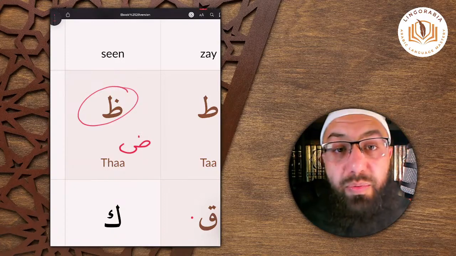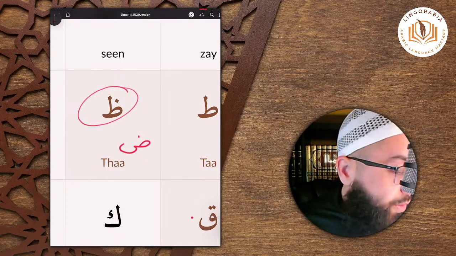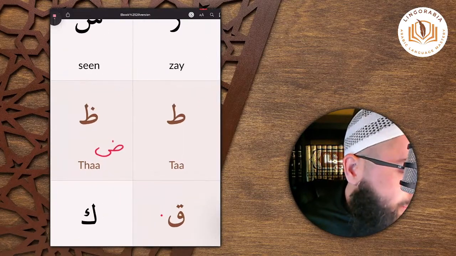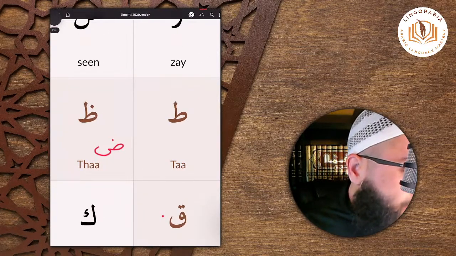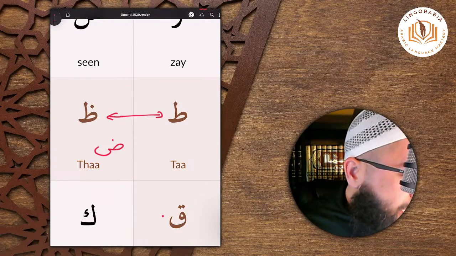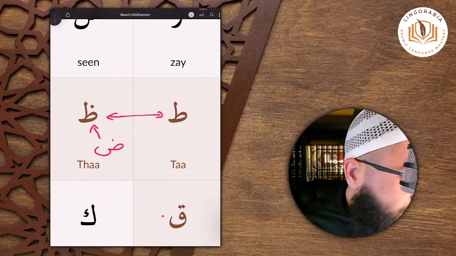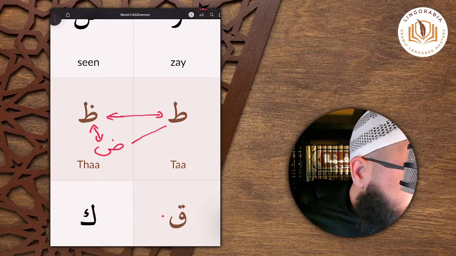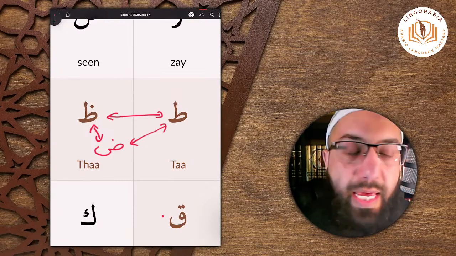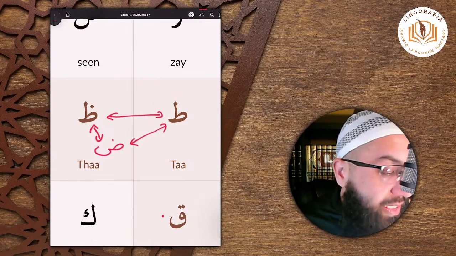So differentiate between the ta, first of all. You have to differentiate between a couple of letters. You have to differentiate between the ta and the dha, and the dha and the dad, and also the ta and the dad. You have to differentiate between these letters.